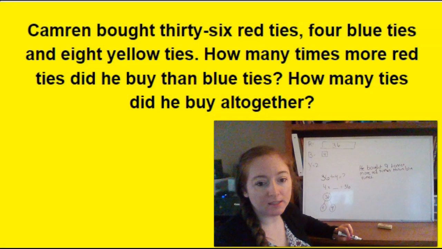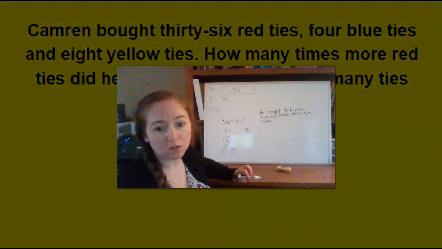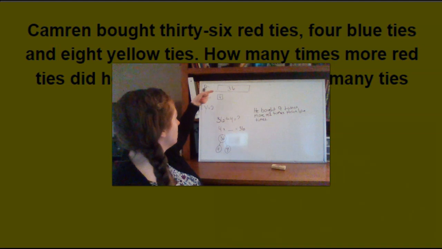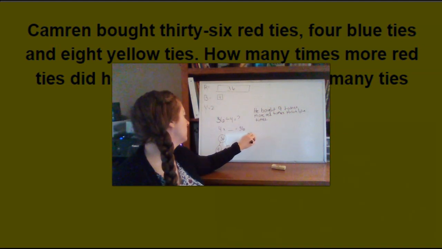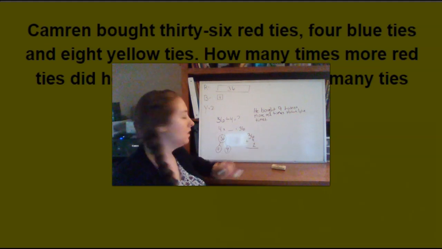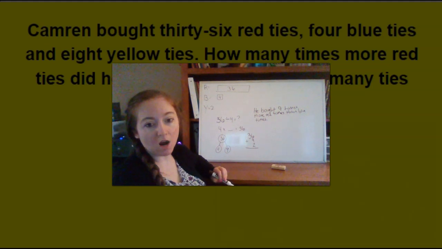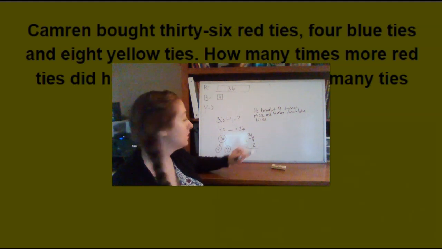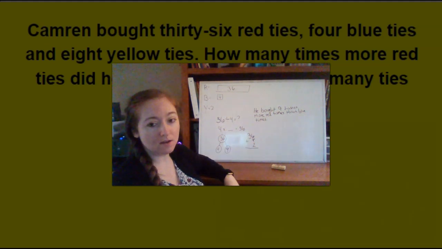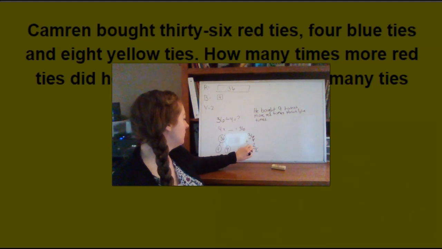The second part says, how many ties did he buy altogether? So now we just need to go back and use all of our numbers. They already gave that to us. We know it's 36, 4, and 2. So we're just going to add them all up. So we're going to do 36 plus 4 and 2. Okay, when we're doing addition, we always look for our tens facts. Do we have any tens facts in the first column? Yes, we have a 4 and a 6 equals 10, plus 2 more gives us 12. 3 and 1 is 4, so 42 ties altogether.